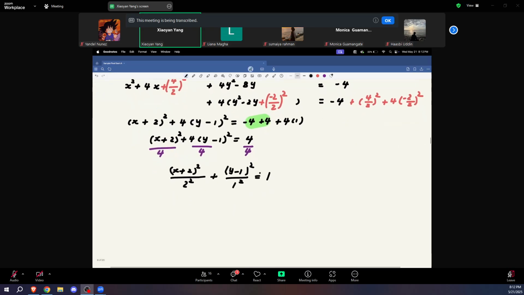So A is always larger than B. Here A equals 2, B equals 1. Is it horizontal or vertical? It depends on which number is larger. 2 is larger than 1, and this 2 is under x, so the major axis is the x-axis, meaning it's horizontal. If 2 were under y, the major axis would be vertical. Why horizontal here? Because 2 is larger than 1, and 2 is under x. So this is a horizontal ellipse. That's it.